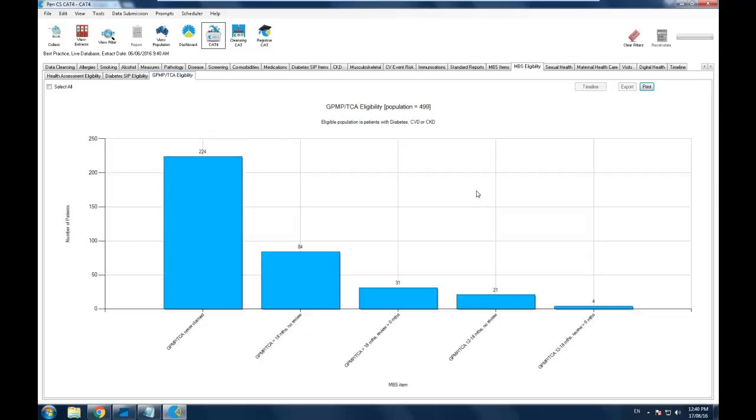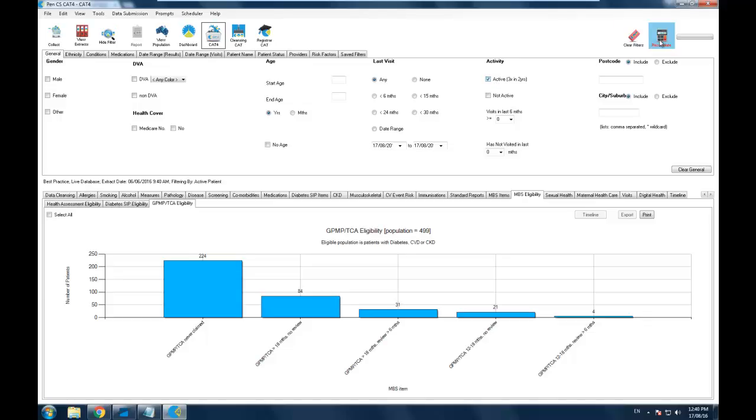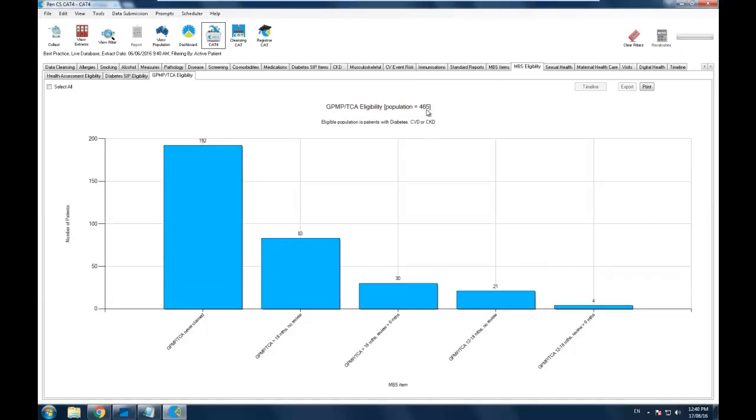And the last one here, it's not just about diabetes, but what we're looking at is diabetes, cardiovascular, and chronic kidney disease. If they have at least one of those out of these groups of chronic problems, if they have at least one diagnosis in their record, they will be included. You can see there's 499. If I decide that I only want active patients, I can add that. And you can see we've lost 34 of them. Still, the majority is still there, 465.